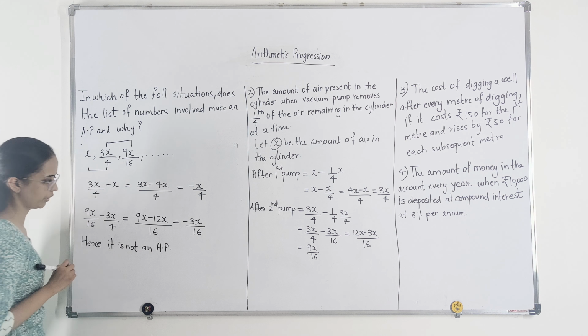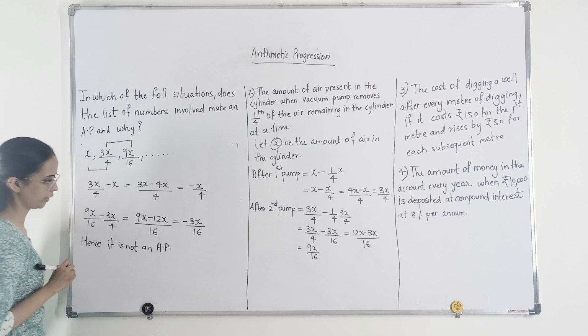Now let's move on to the third question. Now third question says that the cost of digging a well after every meter of digging, if it costs rupees 150 for the first meter and rises by rupees 50 for each subsequent meter. Basically we are supposed to frame a sequence for the cost of digging a well as per the length of the well that is being dug.